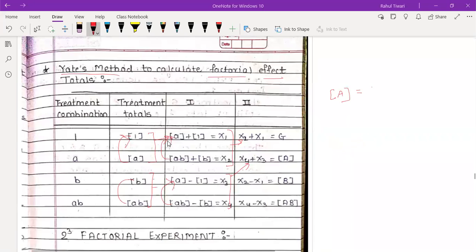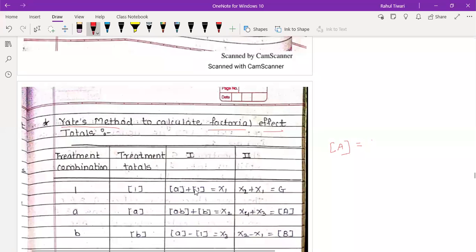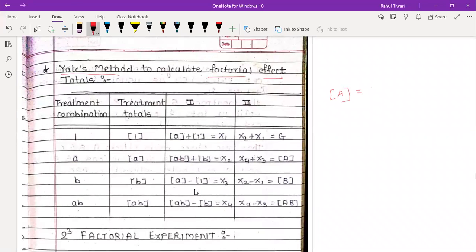See, this Yates method is usually to get the factorial totals. So one is able to get the sum of squares using this. So to get this ANOVA table, one can always use this Yates method. So this is the total. You have to write like this: bracketed 1, bracketed a, bracketed b, and bracketed ab.